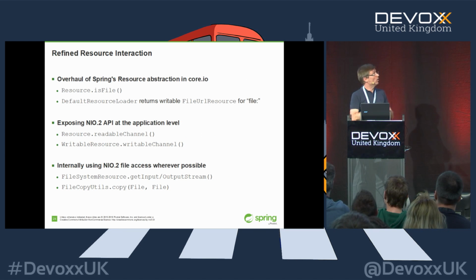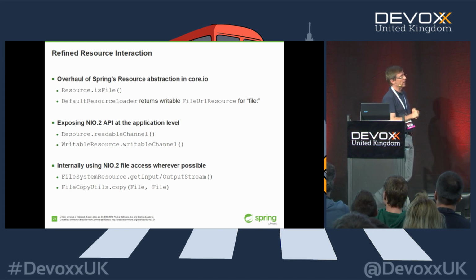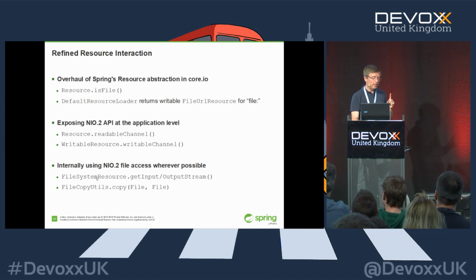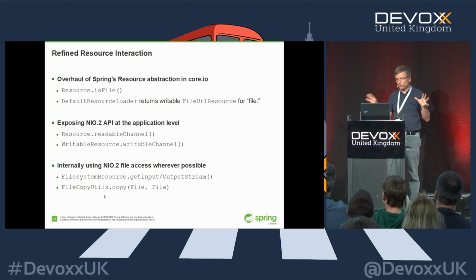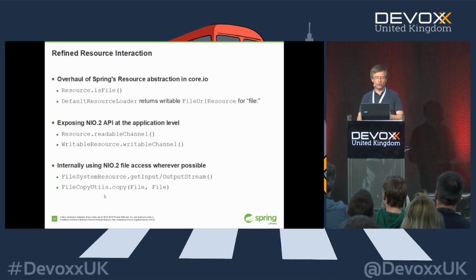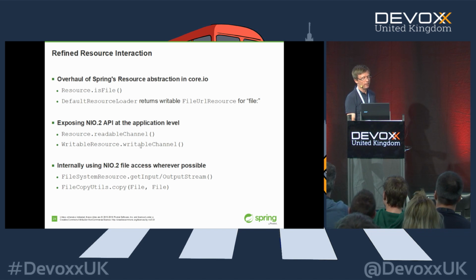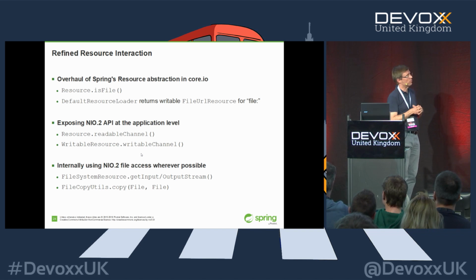We also had an overhaul of the resource abstraction. It's now NIO2 based, NIO2 as introduced in Java 7. So we use NIO2 by default wherever we can, including the common implementations of Resource. None of them use the old classes. They all use the Java NIO integration as far as possible. And if you directly code against the NIO2 API, there's corresponding channel accesses on the resource abstraction now.